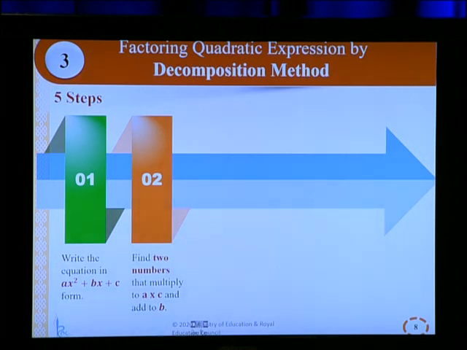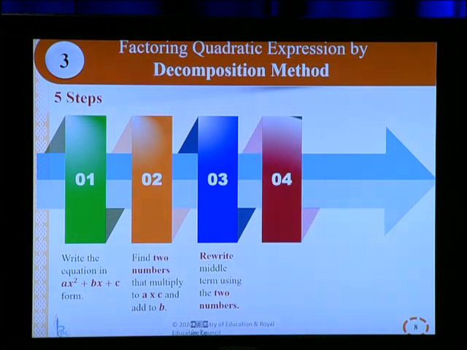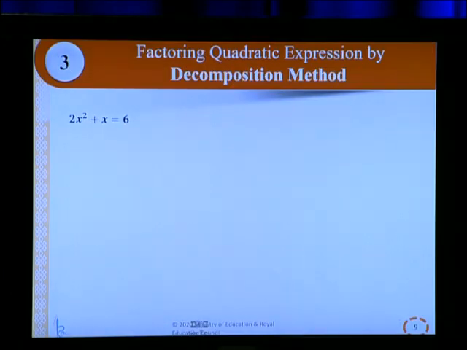we have to find two numbers whose product will be a times c and whose sum will be equal to b. And after that, we can rewrite the middle term of our expression using those two numbers. And after that, from each pair we can take out the common factor, and then lastly we find the common factor. Let us try to solve 2x square plus x equal to 6 using decomposition method.